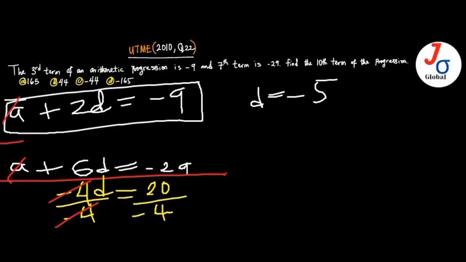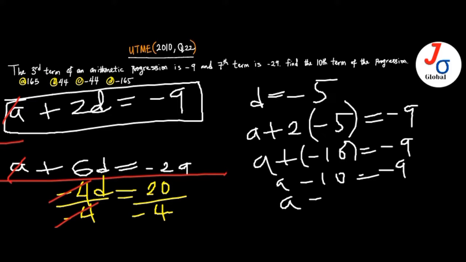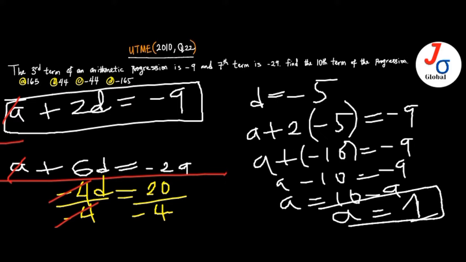-5. And putting that into this equation, I get A plus 2D, where my D is -5, equals -9. And I have A plus -10 equals -9. So I have A minus 10 equals -9, and so A equals 10 minus 9, and so A equals 1. So my A is 1 and my D is -5.